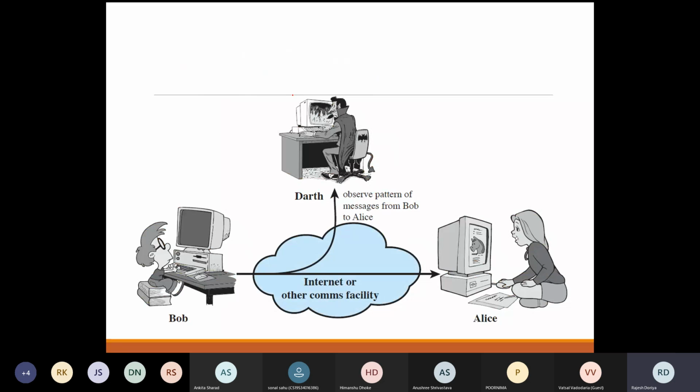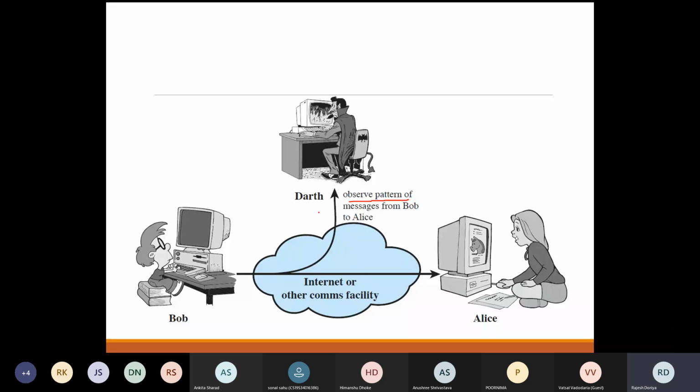And this is the second type of passive attack. Here again, the two parties are communicating together, and in this case, Darth is not reading the message, rather he is observing the patterns. For example, how many times Bob has interrupted Alice in the last month or in the last week, or at what time they have been interacting together. So what Darth is doing here is trying to observe the pattern, which is also a violation of security.